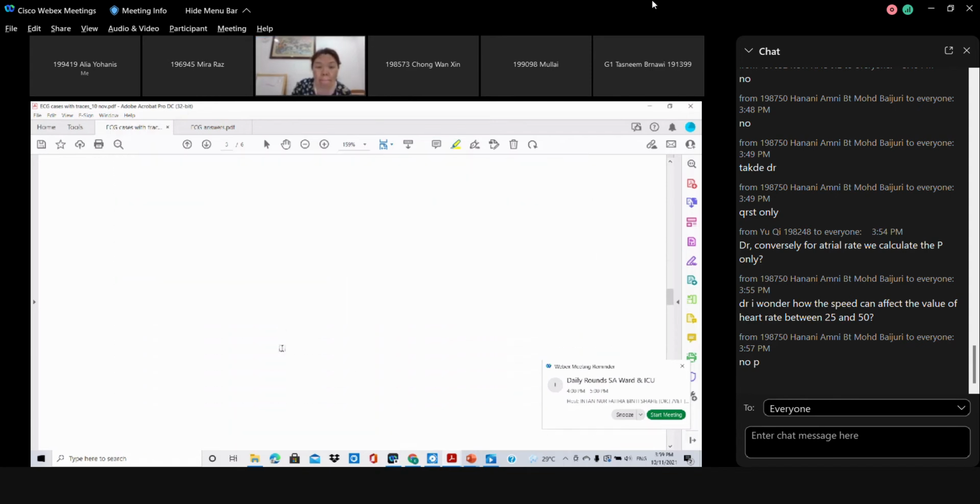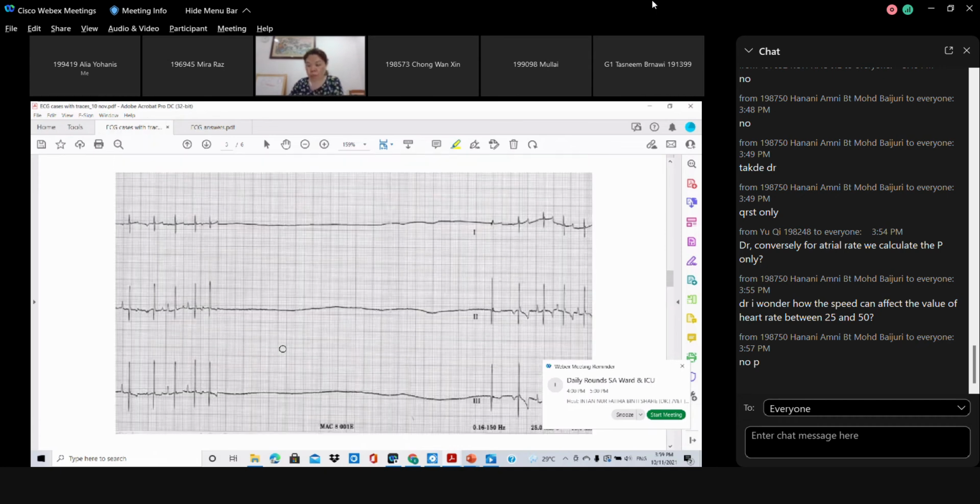Doctor, can I ask a question? What's the difference between sick sinus syndrome and atrial standstill? Because they look similar. Atrial standstill means they stand still, nothing. Atrial not doing anything. This one is atrial standstill. Sick sinus syndrome, they will appear, sometimes they don't appear, sometimes the PR interval is very close. You get to see a variation.